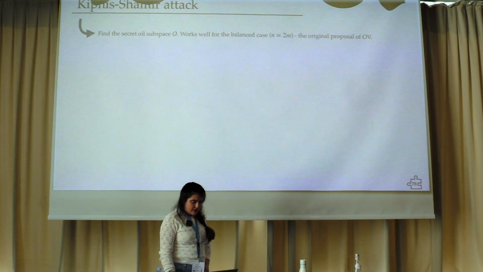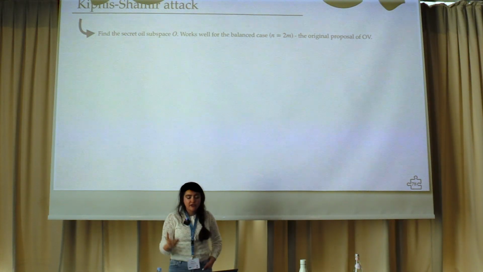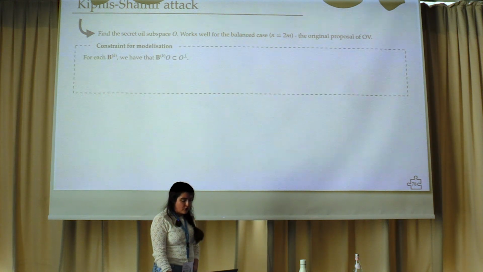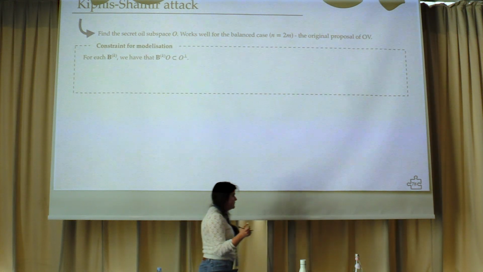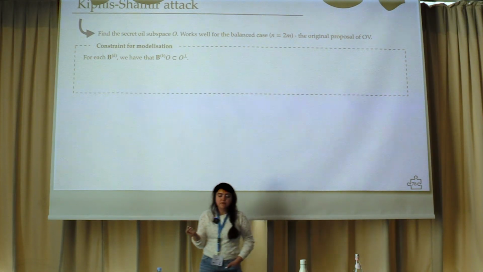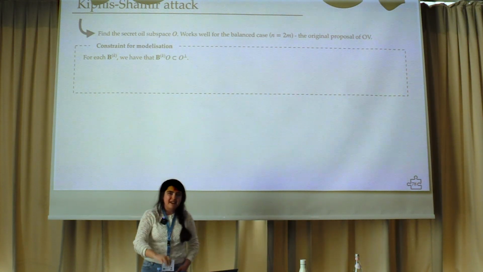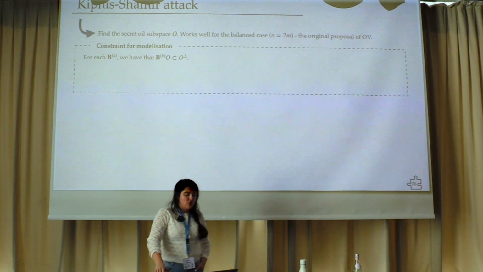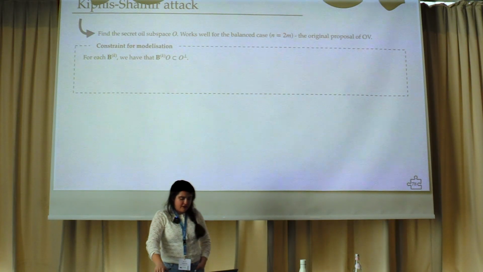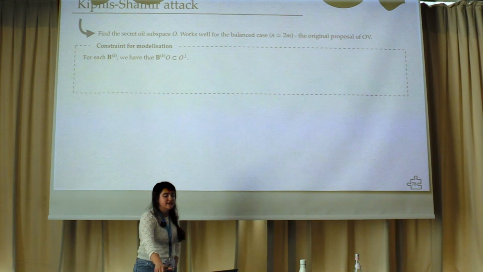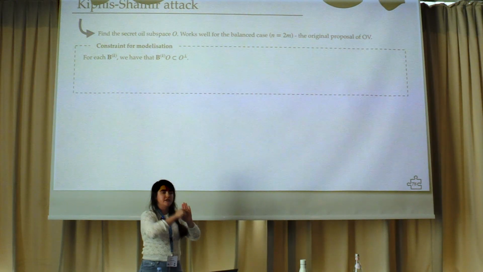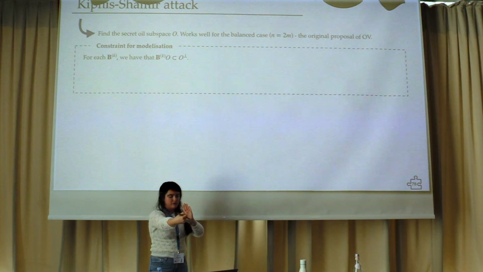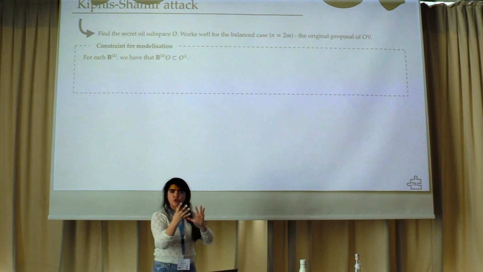Okay. So what happens now in the Kipnis-Shamir attack? Again, the goal was to find the secret oil space, and this is how they did it. First, they observed the following constraint that just gives you everything, actually. You know that for each matrix of your polar form, so this is the bilinear one that we talked about, each matrix sends this oil space into a subspace of its orthogonal complement.